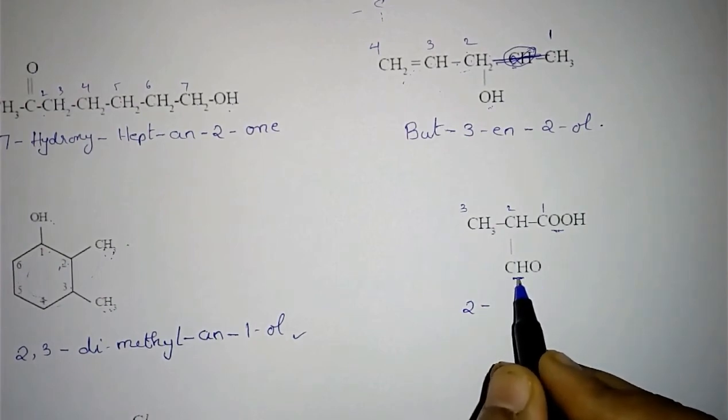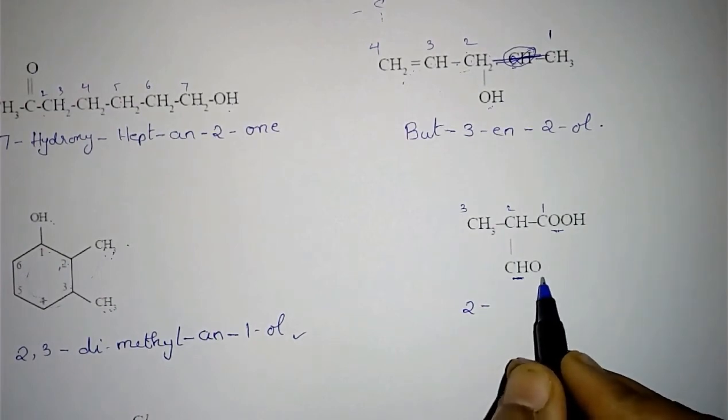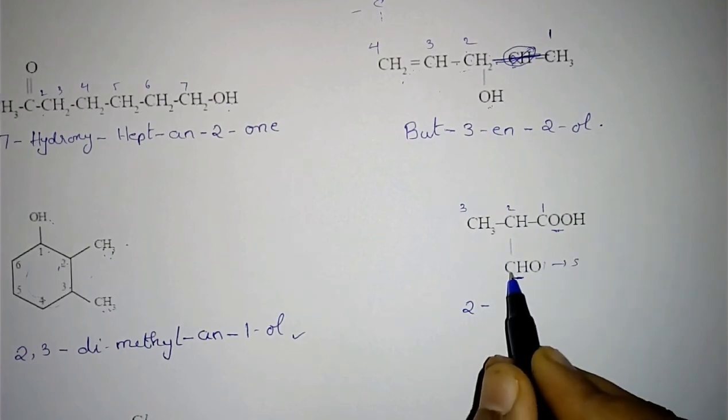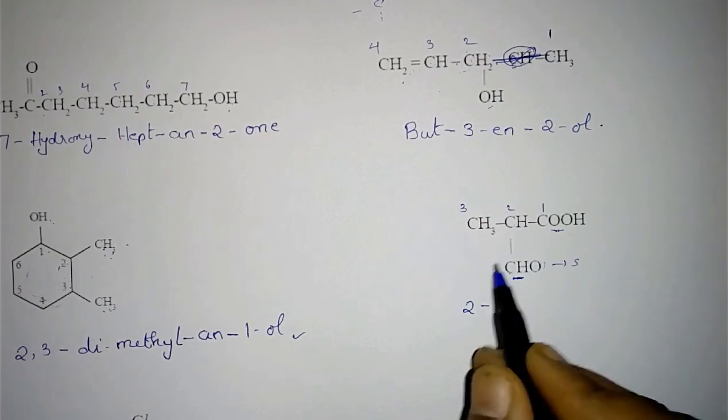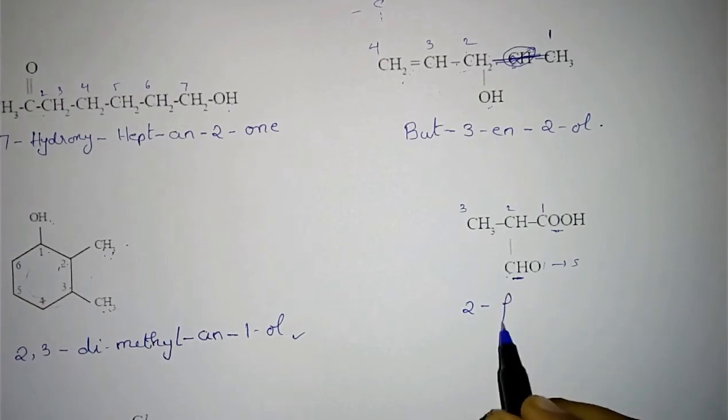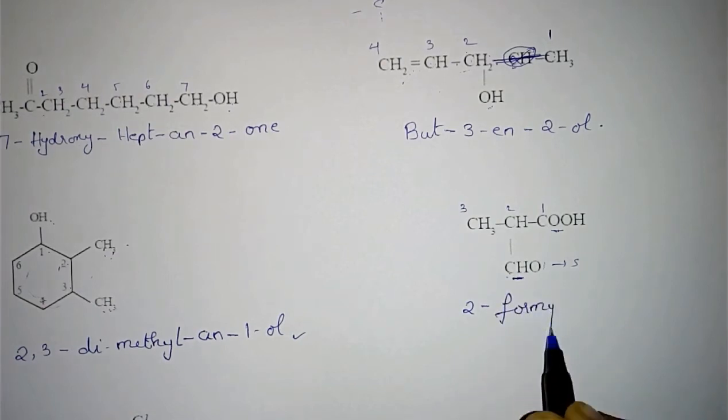If it is a functional group, you would write it as methanal. But here this is acting as a substituent. Since it contains only one carbon, as I told you when speaking about the functional group, if it contains only one carbon, you will write it as formyl. So it is 2-formyl.